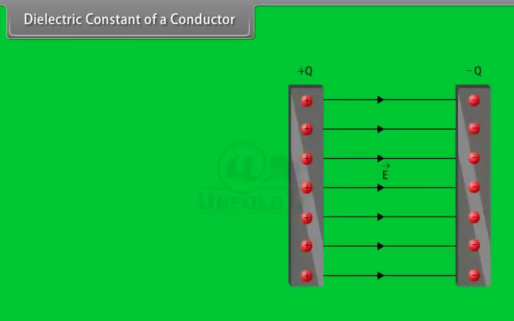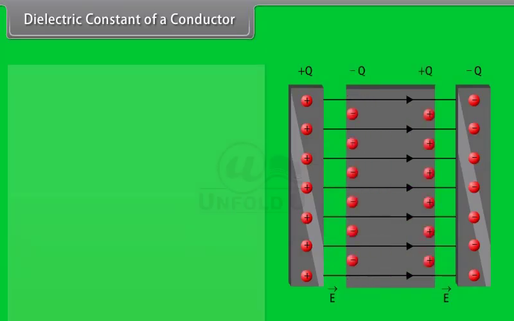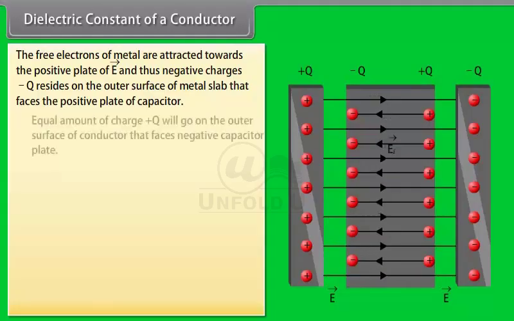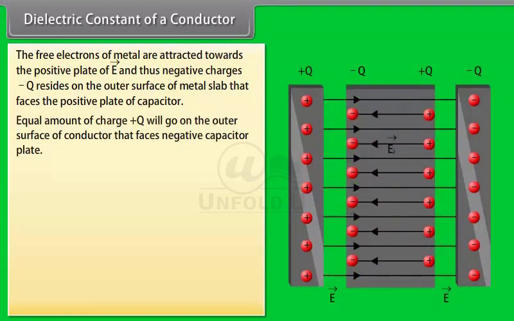Dielectric constant of a conductor. Let us consider an external uniform electric field E between two charged capacitor plates. Now a conducting slab is introduced in the field. The free electrons of the metal are attracted towards the positive plate, and thus negative charge minus Q resides on the outer surface of the metal slab that faces the positive plate of the capacitor. Equal amount of charge plus Q will go on the outer surface of the conductor that faces the negative capacitor plate.